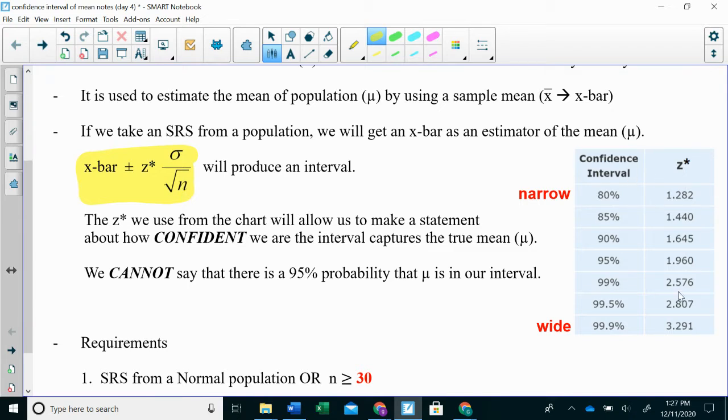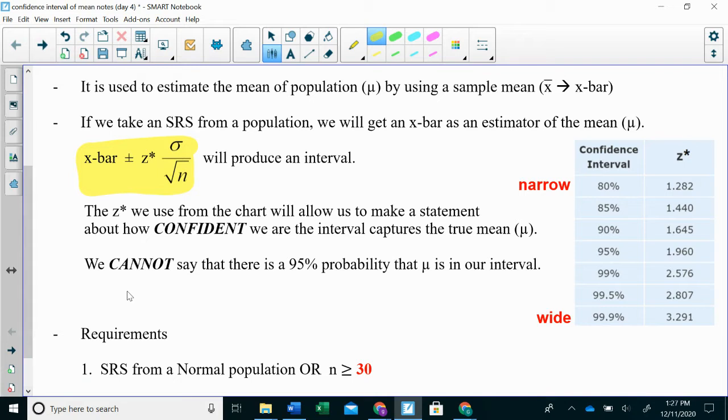We still have this confidence interval table on the right. So depending on what level of confidence we want to use, again, 95% is typically the one used. But if it's 80, 85, 90, anything on this list, we use the matching Z interval factor. And that's what the second note indicates. The Z interval we use from the chart will allow us to make a statement about how confident we are that the intervals will capture the true mean for the whole population.